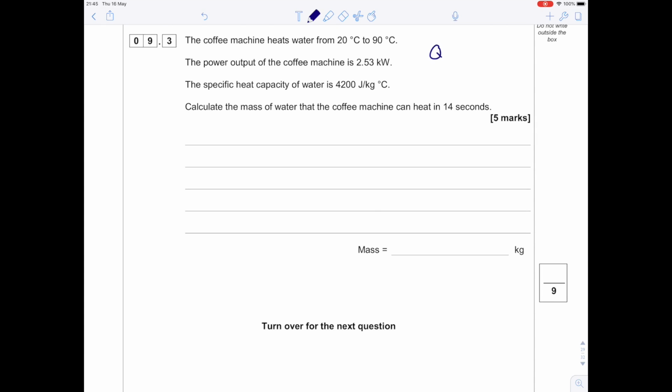Okay, this is quite a hard one because we definitely need this equation, Q equals mc delta T. Energy equals mass times specific heat capacity times change in temperature. However, we're after the mass, but we don't know the energy, Q, so we need an equation linking those, which is this formula triangle, which states that energy equals power times time. So let's do that first of all.